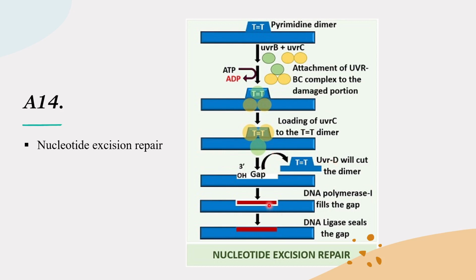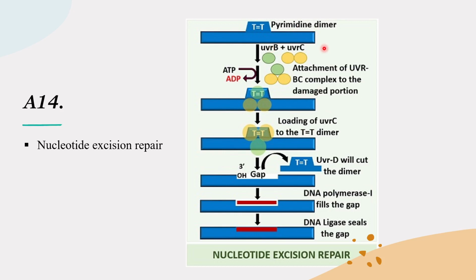And after that, DNA polymerase 1 fills the gap and DNA ligase seals the gap. Everyone is clear with it? I think it's very simple. Just pyrimidine dimer, they generally happen because of UV light damage to DNA.